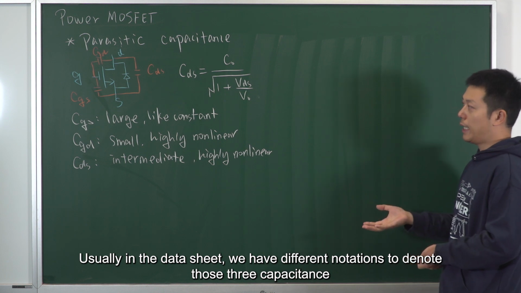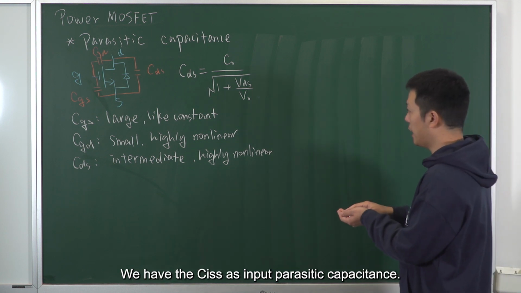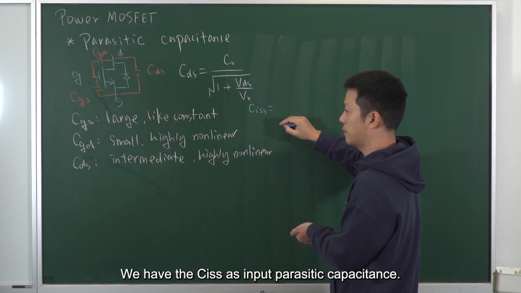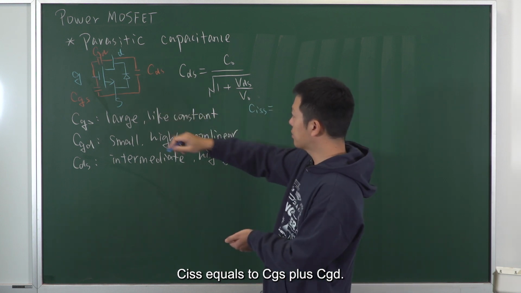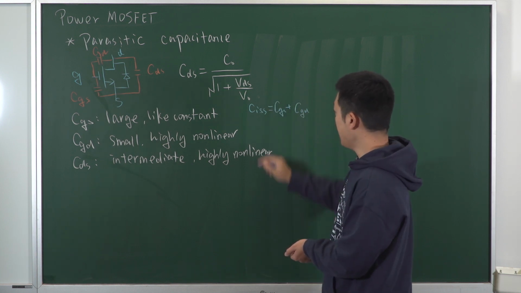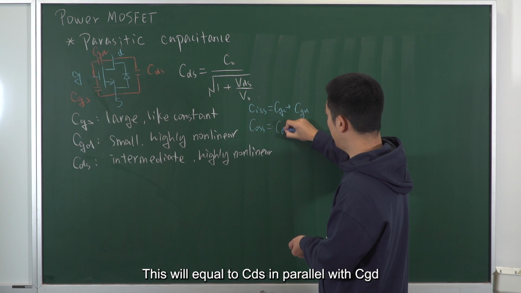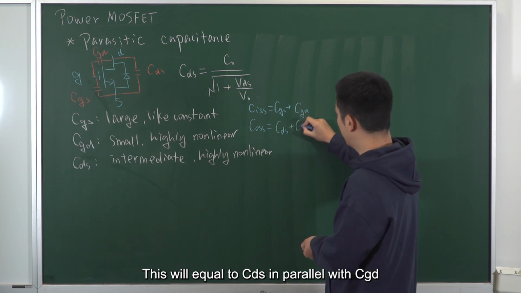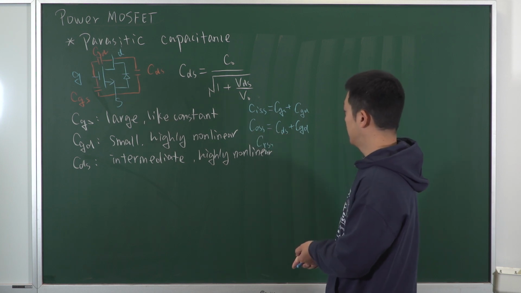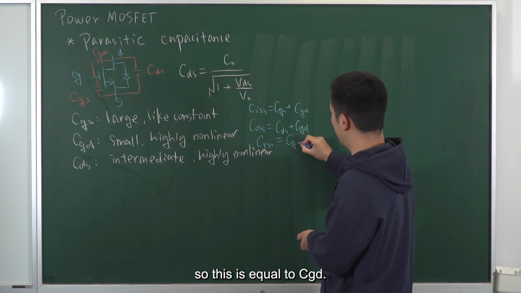Usually in the datasheet, we have different notations for those three capacitances. Like we have CISS, the input parasitic capacitance. This input side equals CGS plus CGD. And also we have COSS, which equals CDS in parallel with CGD. And also we have CRSS, like the bridge between gate and drain. This will equal CGD.